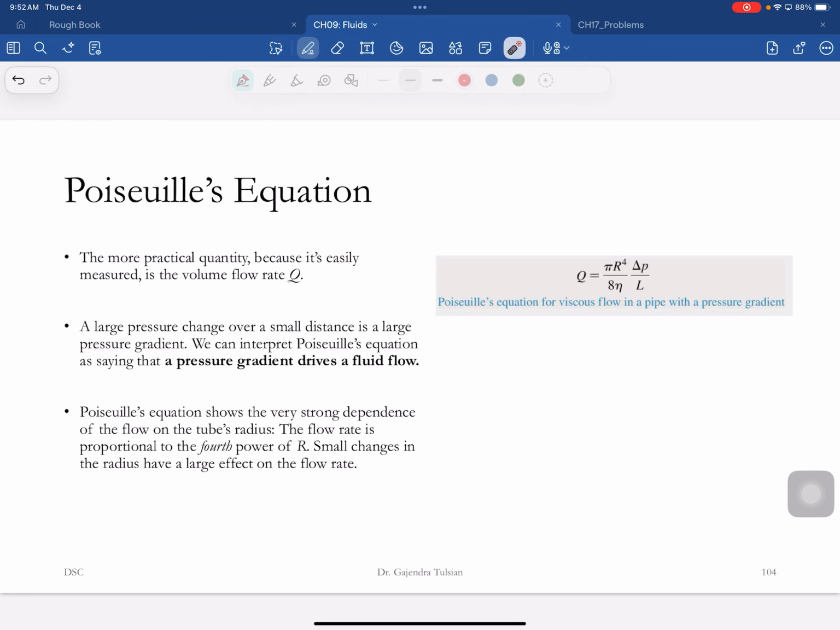All right, so for a viscous flow, here's the flow rate. Flow rate is how many liters of fluid are flowing through per second. Here is the pressure difference between the ends of the tube. There's the length of the tube. And this is the radius of the tube. And this is very important. We'll look at this formula. Now let's see what happens.